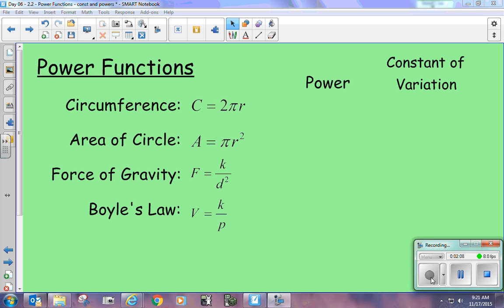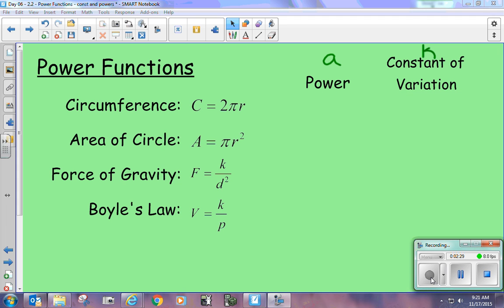So we are going to figure the power and the constant of variation. So basically, we're going to figure out what our a and our k would be here. All right? You don't have to remember the letters k and a. You just have to know which one's your power and which one's your constant. So right here, right now, circumference of a circle. We know that's 2 pi r.